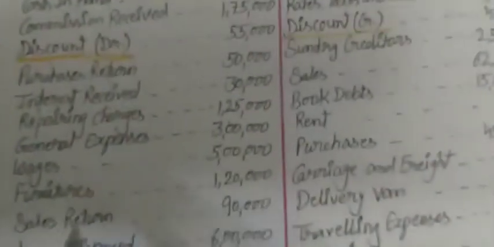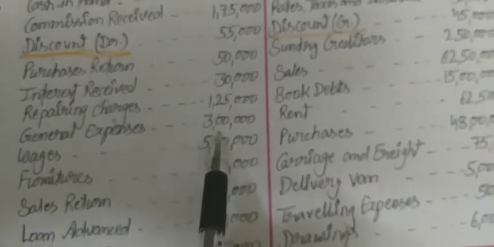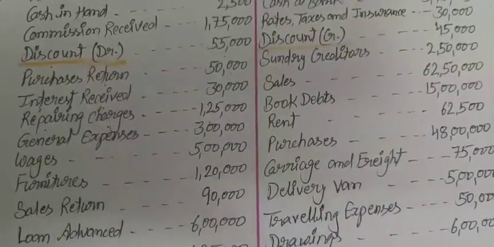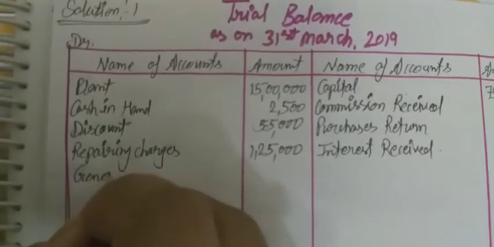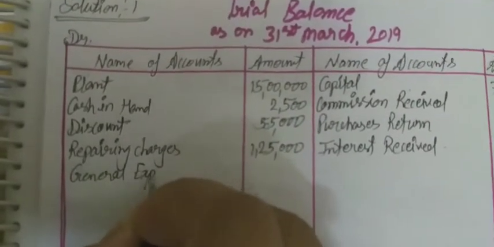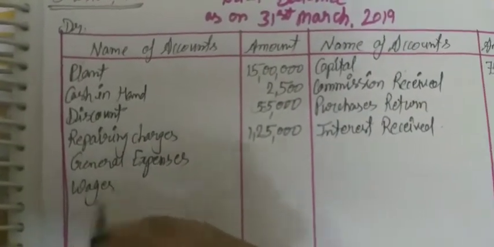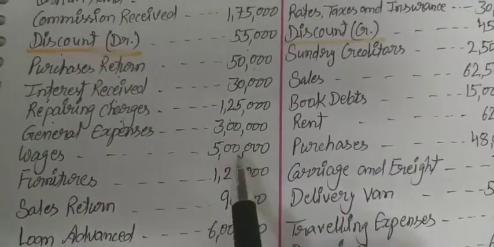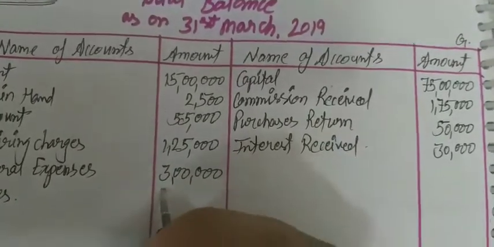Next one, after repairing charges, general expenses 3 lakh of rupees and wages 5 lakh. Those are expenses and they will show on the debit side. So general expenses, and next one was wages. The amount was 3 lakh and 5 lakh. So general expenses will be 3 lakh and wages were 5 lakh.